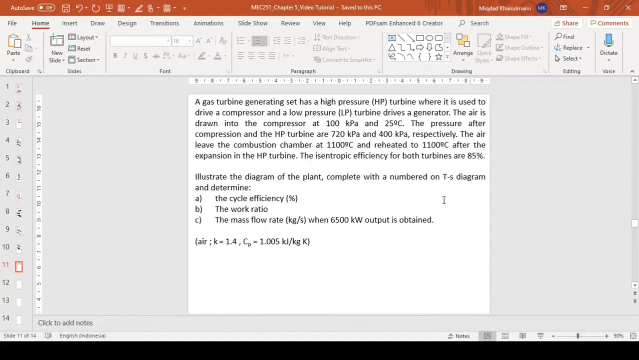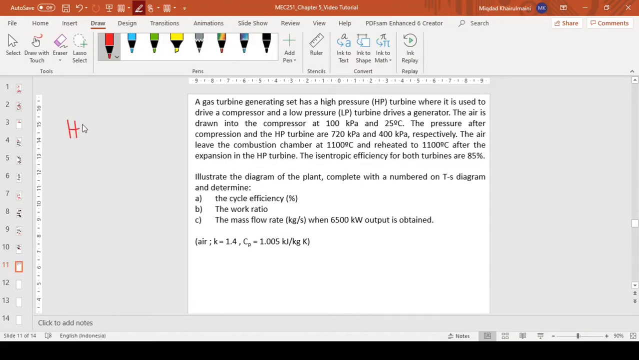So we have here a gas turbine generating set that has a high pressure turbine, which is used to drive a compressor, and a low pressure turbine which drives a generator. So we have two turbines, one high pressure turbine and one low pressure turbine. When there are two turbines, it has to involve a reheating process.